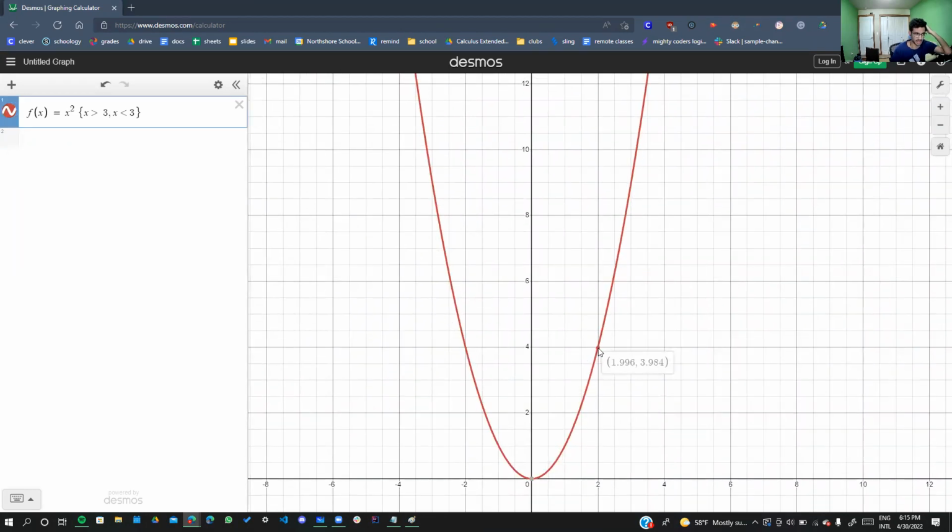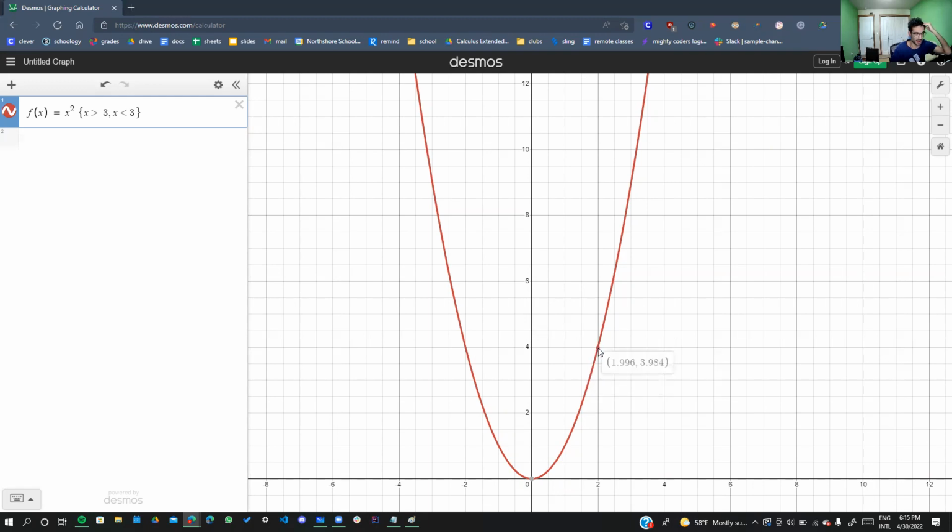So it's continuous right there because it's defined at that point. The limit of the left side equals the limit of the right side, and the limit equals that defined point. So there's three different conditions here.